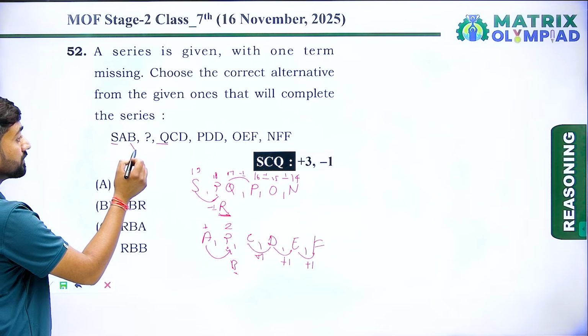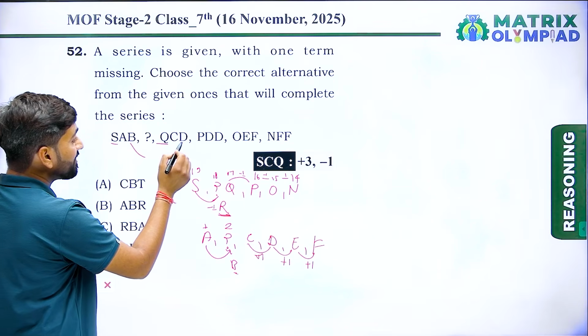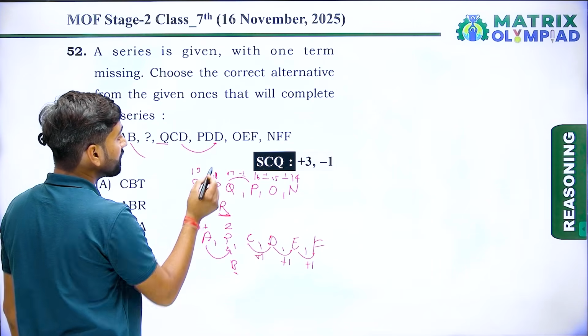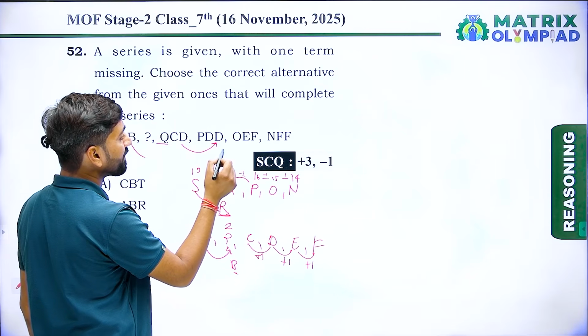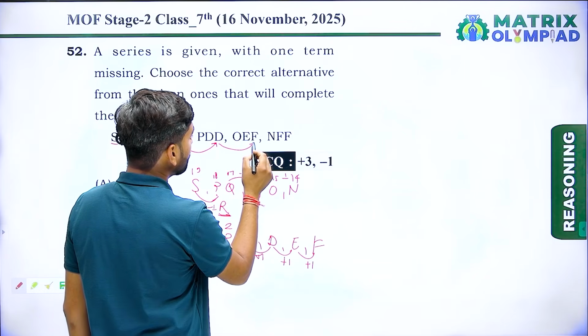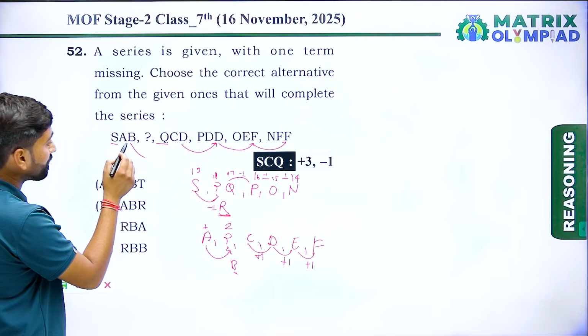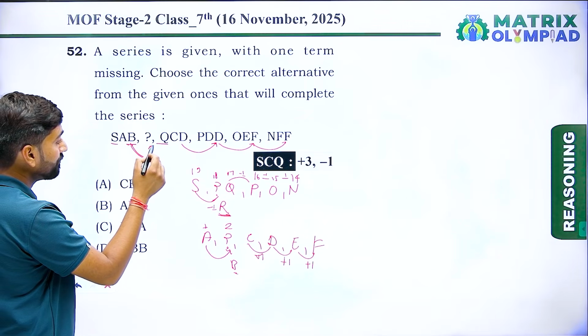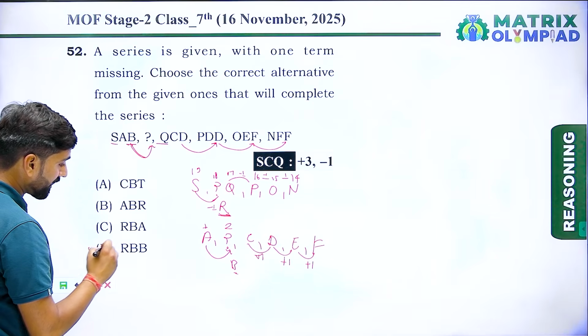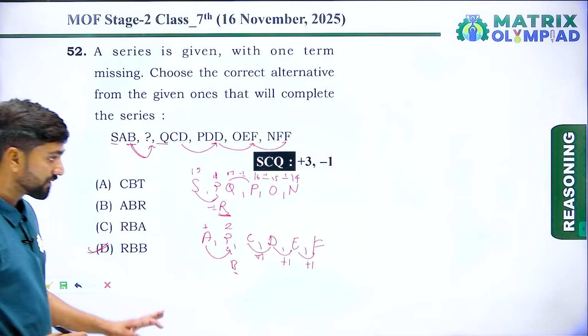If we check the second term, it is repeating itself and increasing by 2. Then in the next term it is repeating. So if here is B, then B will repeat itself. So our option number D is the right answer of this question.